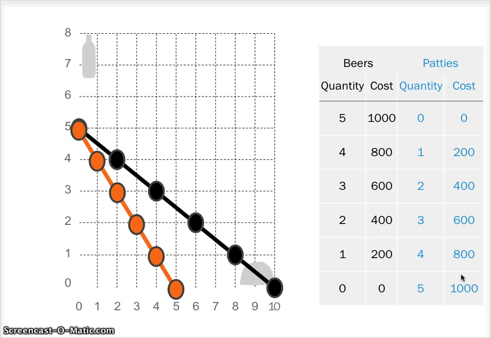Let's flip it. Suppose the price of patty fell. Beer is not affected, but patties are now cheaper, so my income can buy more. So the budget line would have pivoted outwards. Changes in the price of a good pivot the budget line.